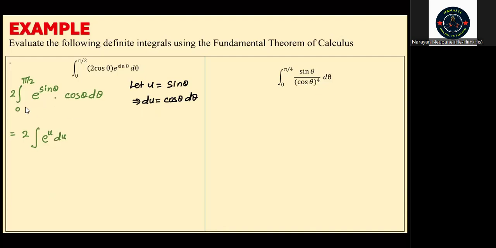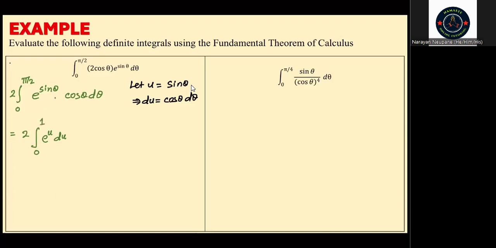Remember one thing here. These values, 0 up to pi over 2, are the values of theta because we are integrating with respect to theta. But now we are integrating with respect to u, so we need the values of u. To find the value of u, we have the equation here, u equal to sine theta. So if you plug in theta equal to 0, the lower limit, u is equal to sine 0, which is 0. And to find the upper limit here, you plug in theta equal to pi over 2. So u will be equal to sine pi over 2, which is 1.